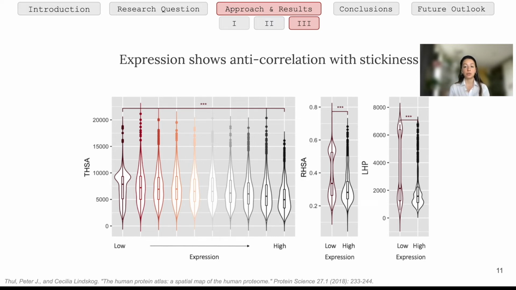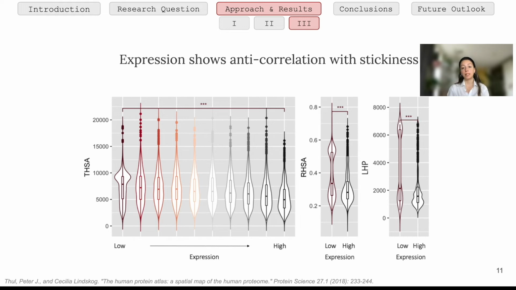This figure shows that the higher the expression level of the protein, the lower the THSA, RHSA, and LHB values. Based on these results, we might assume that the human proteome avoids the highly expressed overabundant sticky proteins. We also explored the highly expressed genes based on the median normalized expression value across all the tissue that a certain gene is expressed in. And these values show a similar trend.